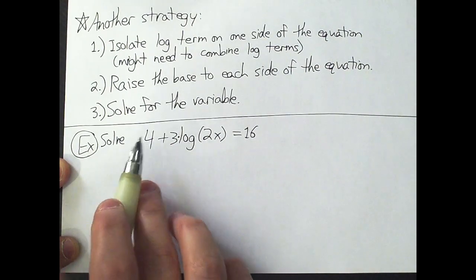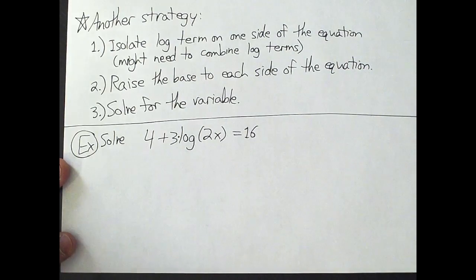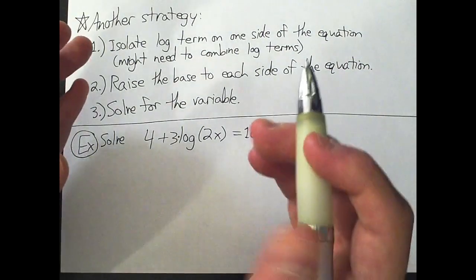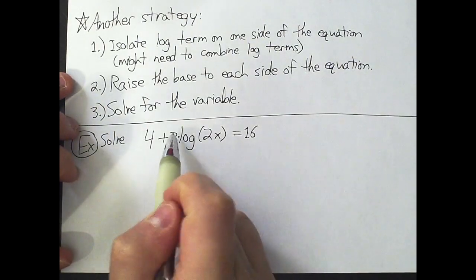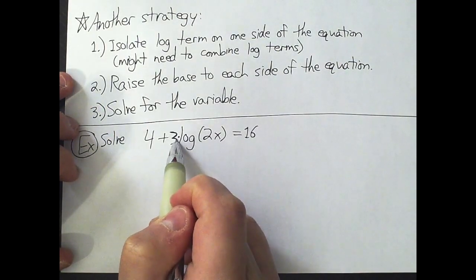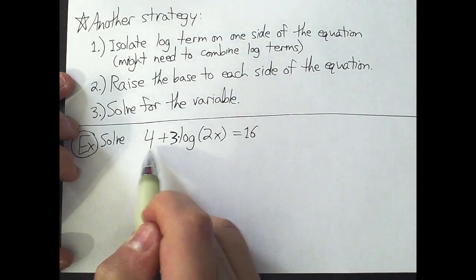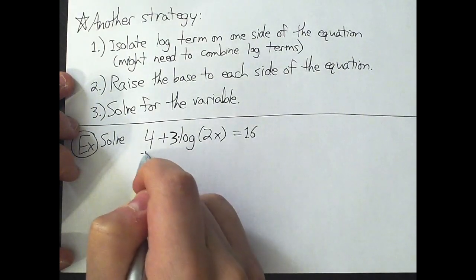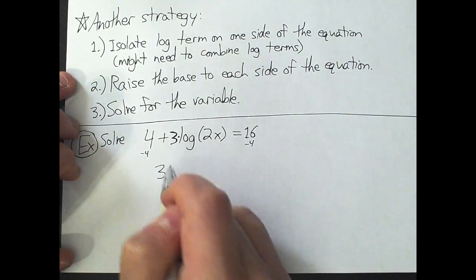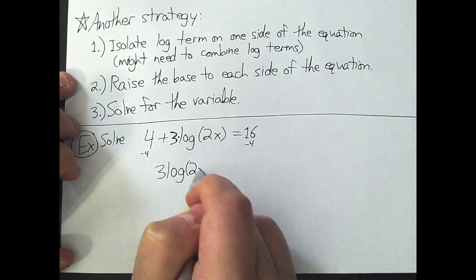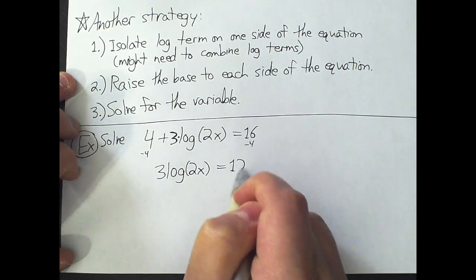Okay, so that's why it would be wrong to add the 4 plus 3. If there were parentheses encasing them, the 4 plus 3 with parentheses around it, that would be a completely different story. That would be a completely different problem. As it is right now, the 3 stays attached to the log. The 4 is out here floating around by itself. I think we should subtract 4 from both sides. Let's subtract 4 from both sides. That's going to make this 3 log 2x equals 12.